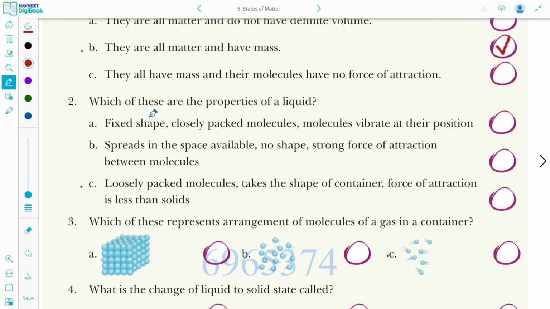Question number 2. Which of these are the properties of liquid? Option A, fixed shape, closely packed molecules. Option B, molecules vibrate at their position, spread in the space available, no shape, strong force of attraction between molecules. Option C, loosely packed molecules, takes shape of the container, force of attraction is less than the solid. So the correct answer is option C.